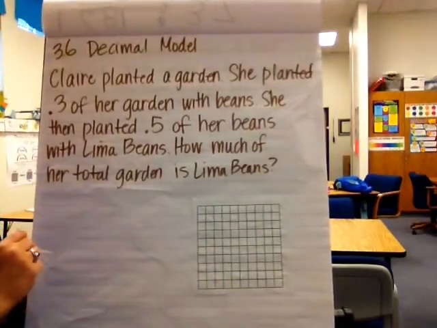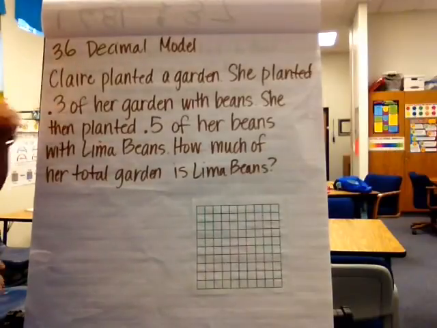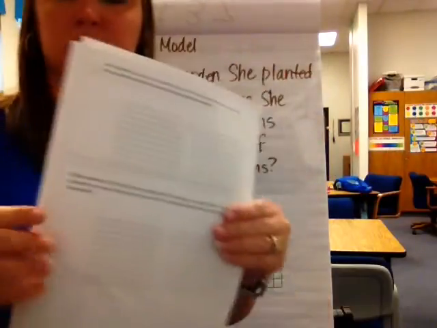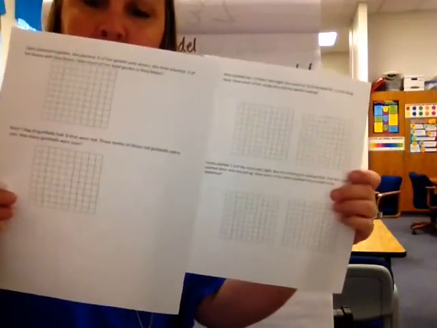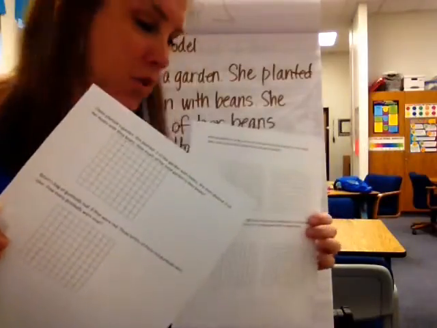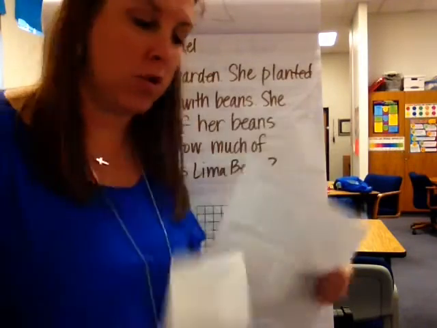Okay, so 3.6 is going to be our decimal model. So a couple things you're going to need. You're going to need this. It's 2 pages. Okay, so have that. You're going to end up cutting this out and using glue stick or tape or whatever your teacher gives you to cut it out, bubble cut it, and put it in your notebook.